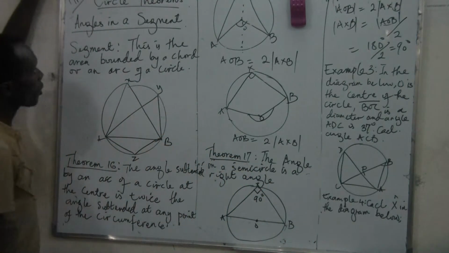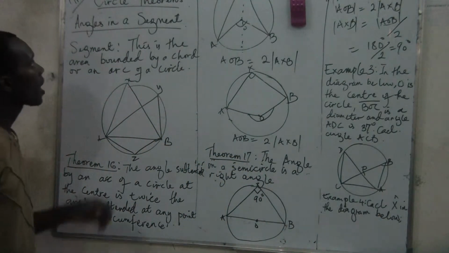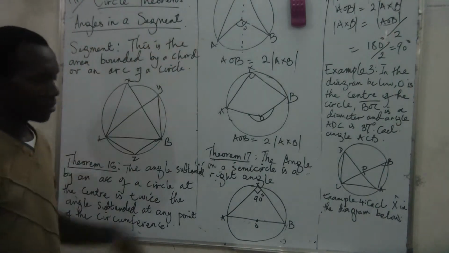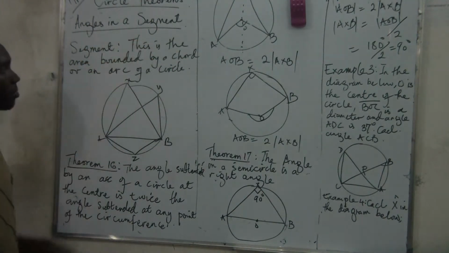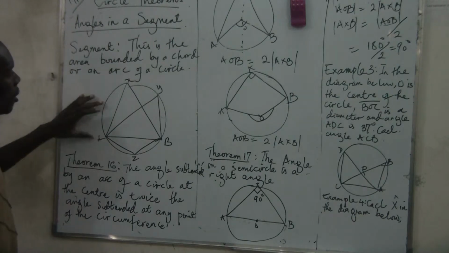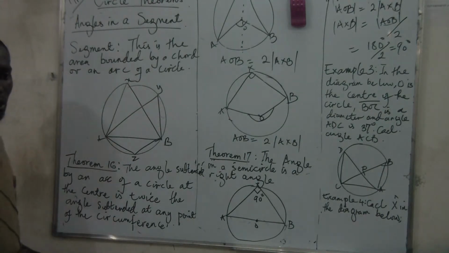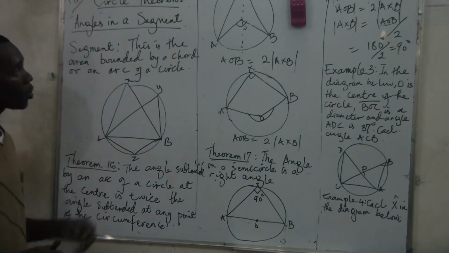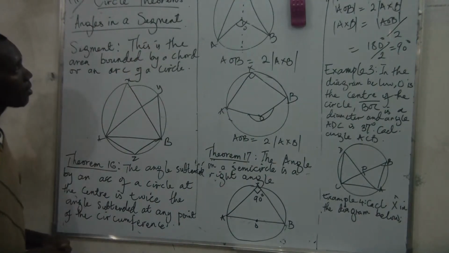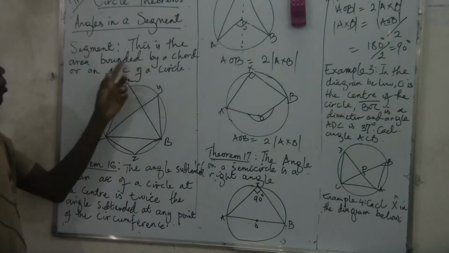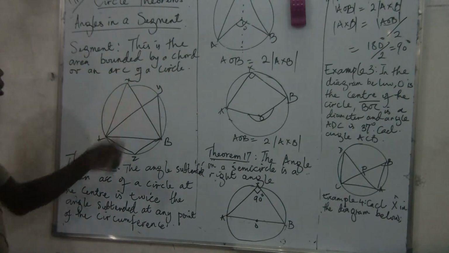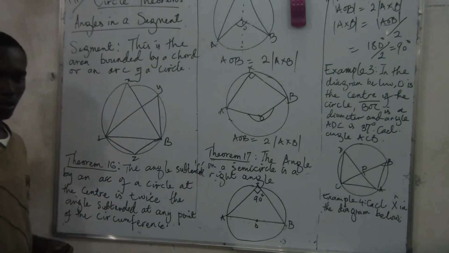So, in our circle theorem, the next thing we'll look at is angles in a segment. In a particular segment, we have several angles inside. First of all, can we stop writing for a moment? Let's look at what a segment is. We say a segment is the what? Area bounded by a chord or an arc of a circle.